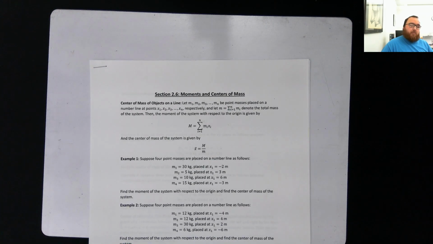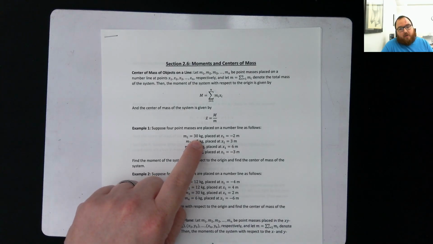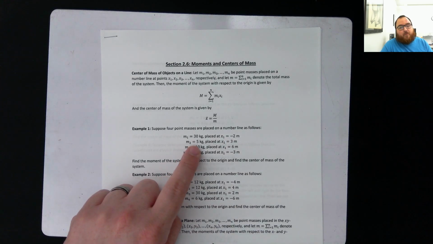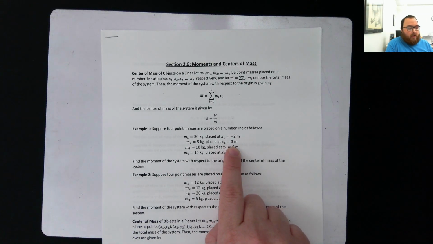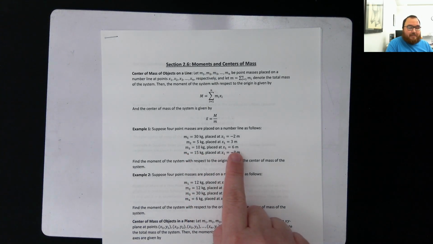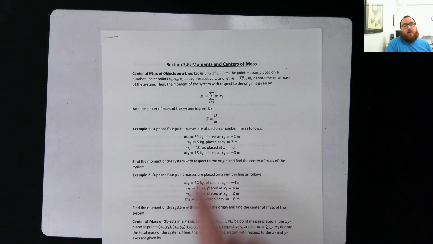Let me show you with example number 1. Suppose 4 point masses are placed on the number line as shown here. M1 is 30, placed at x1 equal to negative 2. M2 is 5, with x2 at 3. M3 is 10, placed at 6. M4 is 15, placed at the point negative 3. I want to find the moment and then use it to find the center of the mass there.